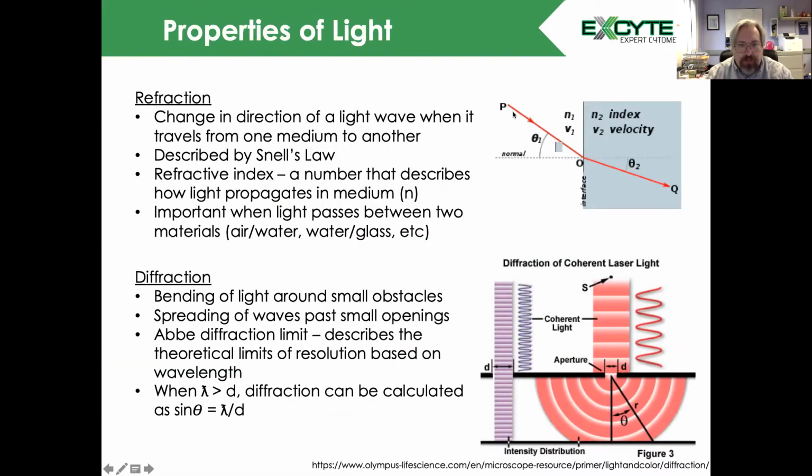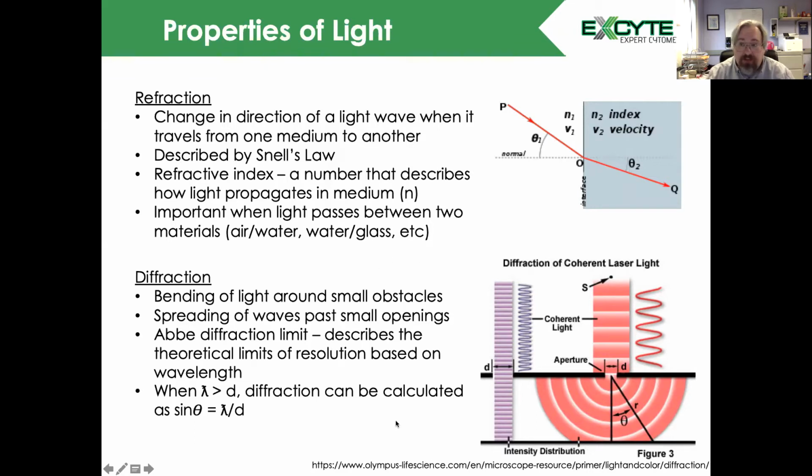Refraction is the principle that light will change direction when it travels from one medium to the other. This is described by Snell's law. Refractive index is something you may be familiar with from microscopy. It is a number that describes how light propagates in a given medium. This is an important concept for us in flow cytometry because we have transitions between air and glass or quartz, and then quartz and water to measure our cells.